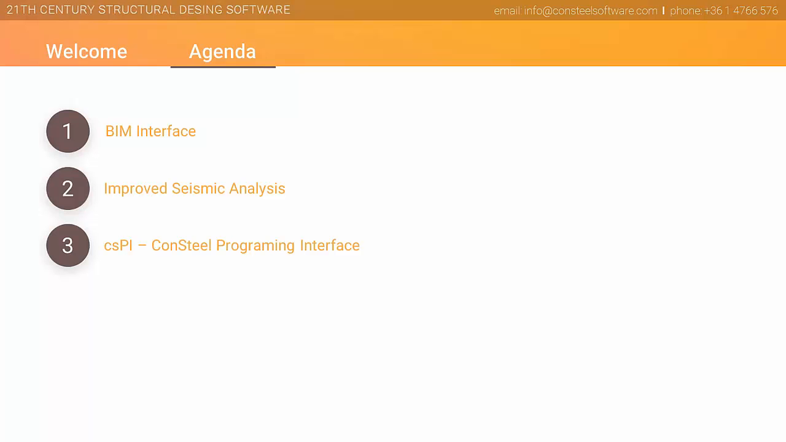A completely new thing is the csPI, the ConSteel programming interface. With the new csPI interface, parametric models can be built easily and run anytime. After that, I will present some minor new functions such as shear field and the improved frame corner wizard. Finally, the new functions of the csJoint module will be introduced shortly.